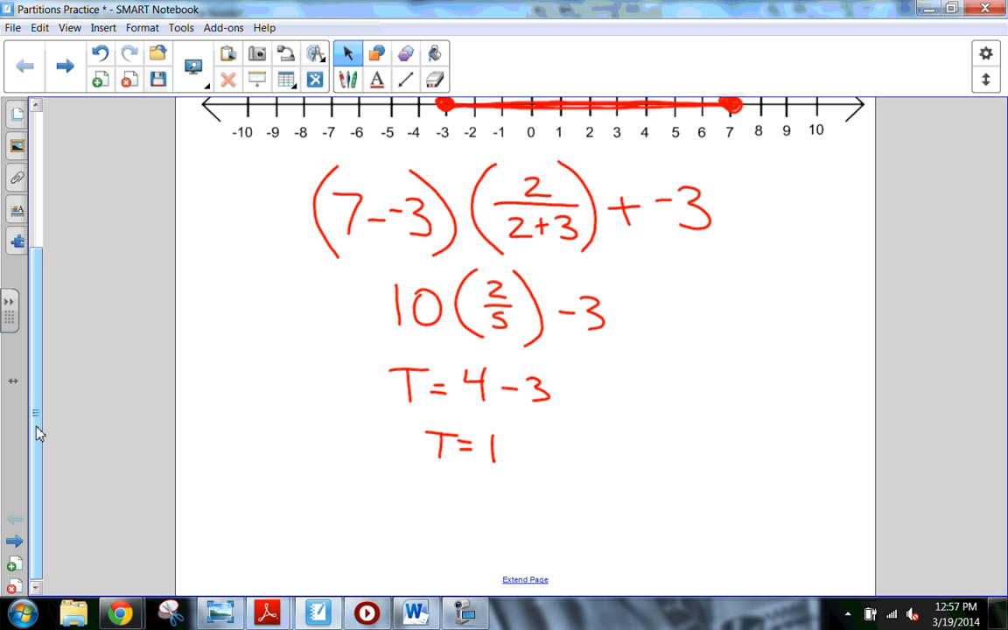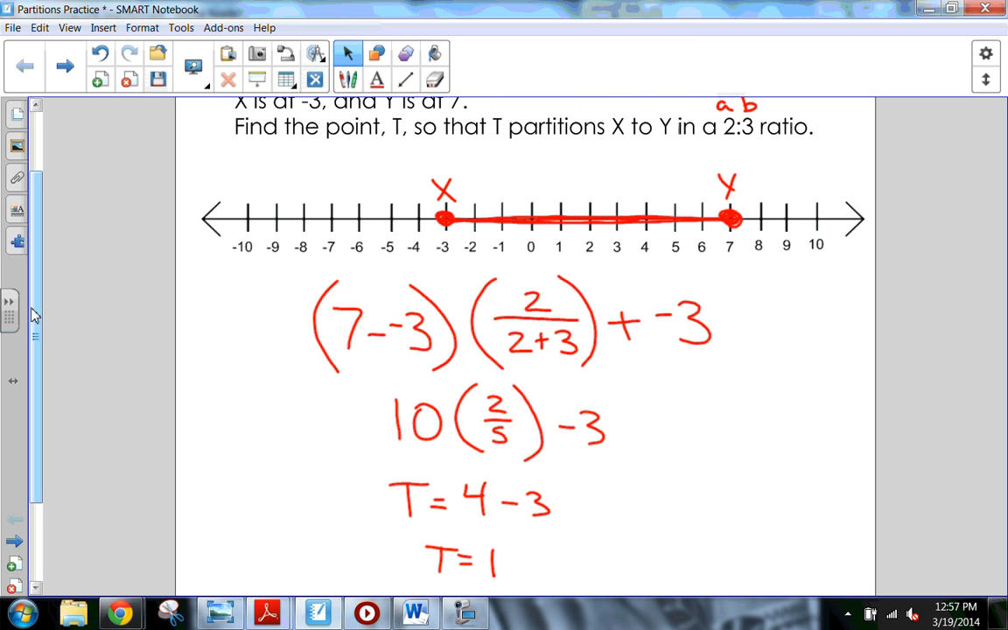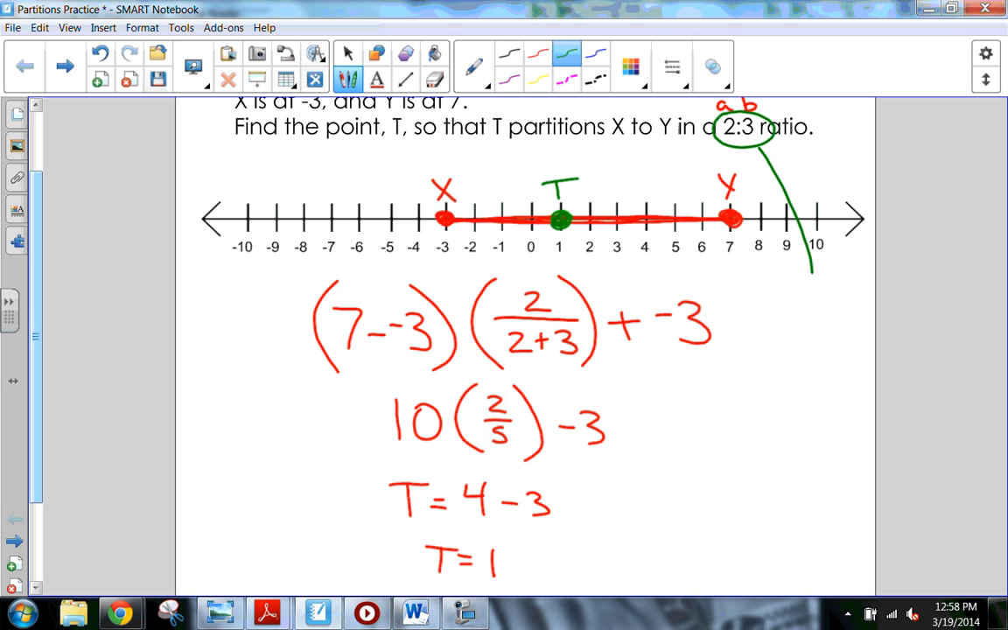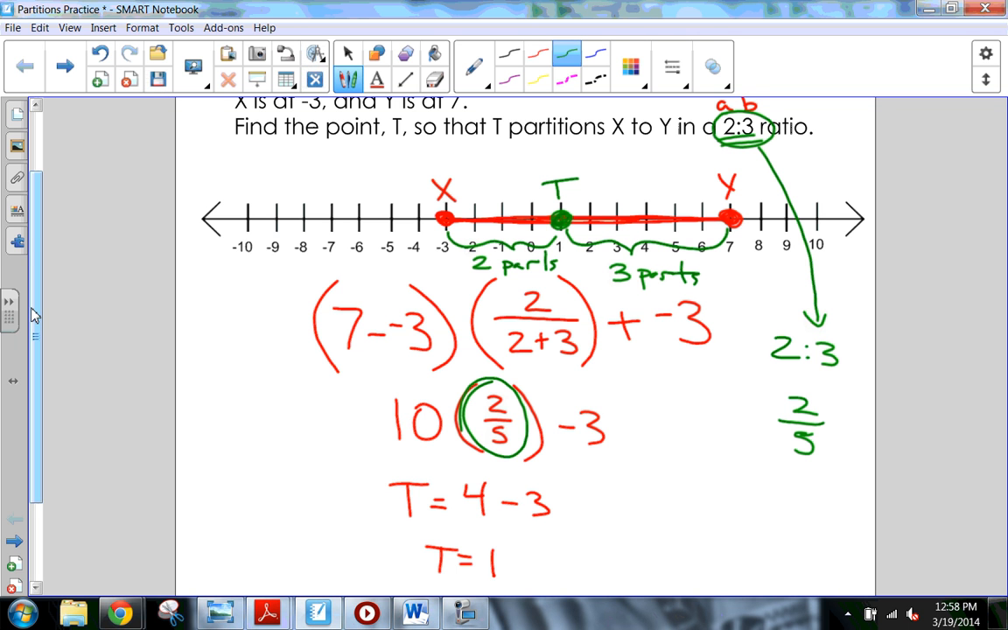Then I go back up to the top, and I want to plot t at 1. I plot it at 1 and make sure that it looks like it should be in the right spot. So t would be in that spot, and we say this ratio right here is the key. The ratio 2 to 3 is the same thing as 2/5, so that's where this comes from. Basically this is two parts of the line. If I divided it up into 5 parts total, 2 parts would be there, 3 parts would be there. That's what that means.